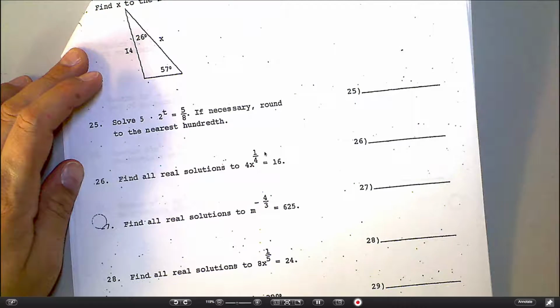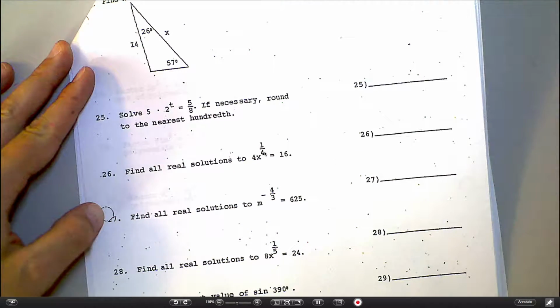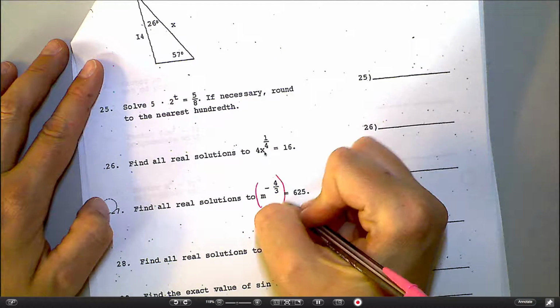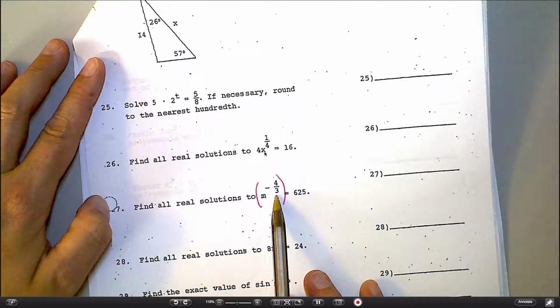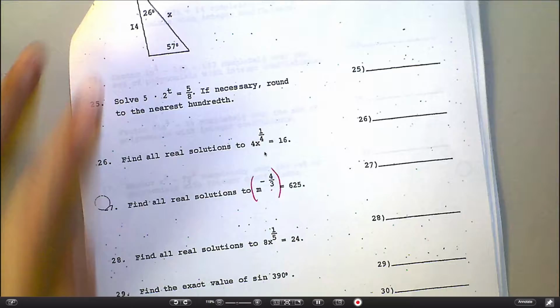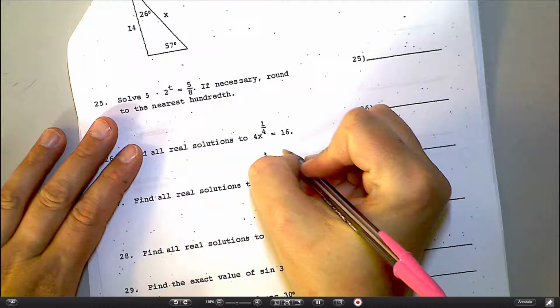Okay, and then you wanted really any of these that are find the solutions. Yeah. Okay, let's look at 27. So I want to get m by itself. So what do I do to get rid of a power of negative 4/3? Okay, just be careful with this. Yeah, you want to raise to the power of the reciprocal.